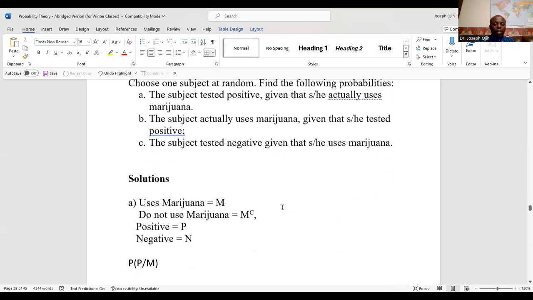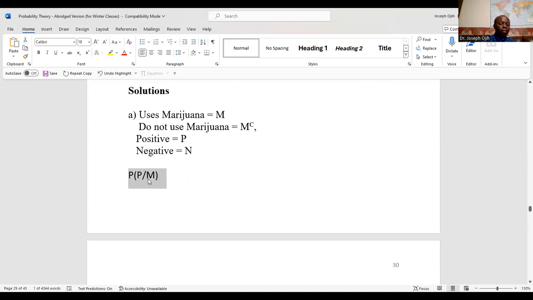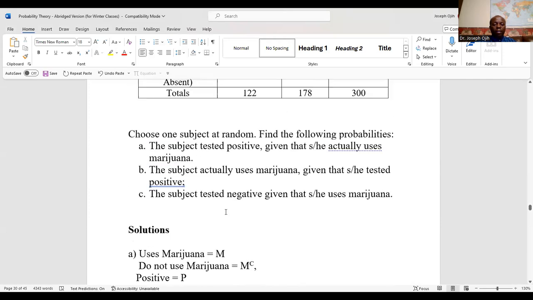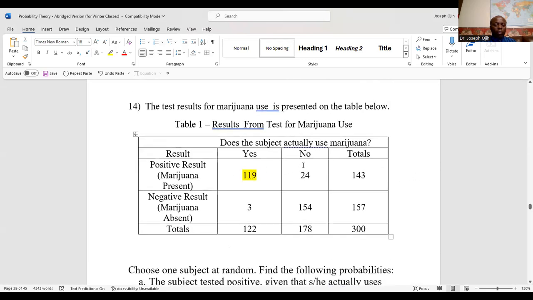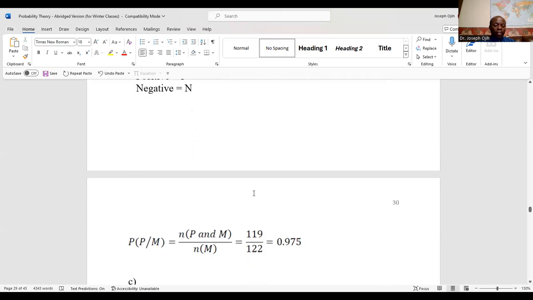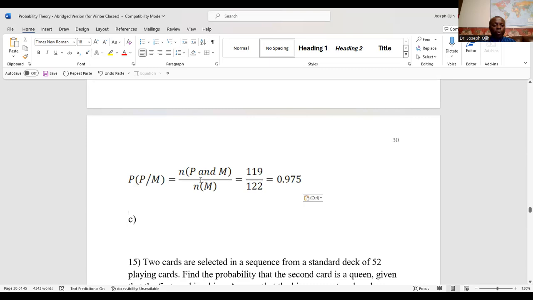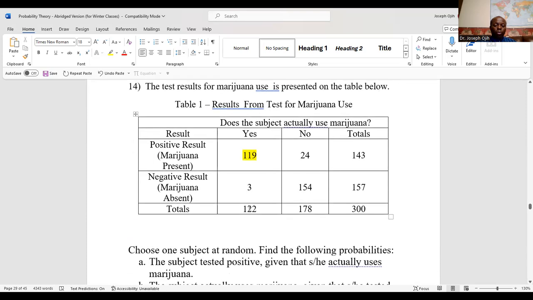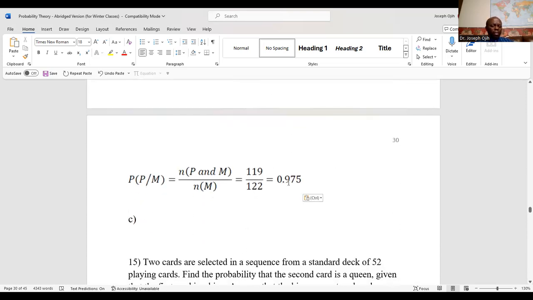I have it right here. Positive, given that they use marijuana, is the number of points in M and P, over the number of points in M. You can see the intersection right here, positive results, yes they use marijuana: 119. Divided by the number of points that use marijuana, which is a total of 122. When you divide, you get 0.975, which means there's a 97.5% chance that the subject who uses marijuana will test positive.